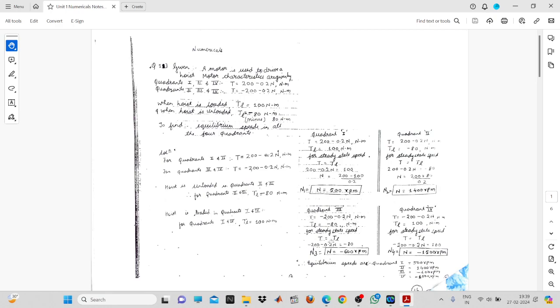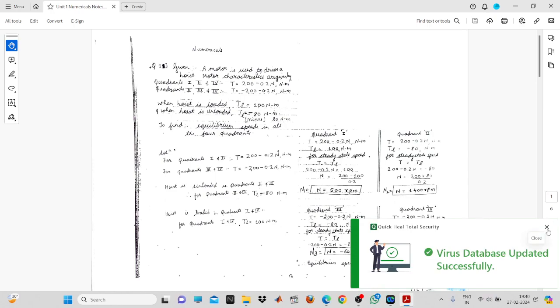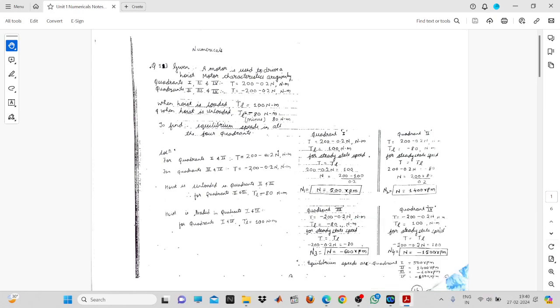Now similarly for quadrant 3, T will be equal to minus 200 minus 0.2 Newton meter. It means that the motor is going in the reverse direction, so the motor torque is also reverse. So TL will be equal to minus 80, you will have to take. Fine. So N will be equal to minus 600 RPM. Now in quadrant 4, it is a reverse braking. The motor torque is negative, but your load torque has become positive. This we have studied. If you solve this, you are going to get N equal to minus 1500 RPM. This is the first numerical, which is very important.